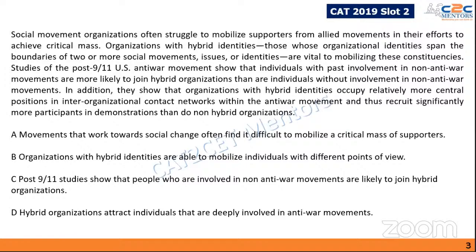Now, if I look at my summary, I'm gonna check this part out here. What's happening in this part is something that I am quite concerned about. Okay, let's look at A, B, C, D for Delta. Movements that work towards social change often find it difficult to mobilize a critical mass of supporters. Fair enough. Organizations with hybrid identities are able to mobilize individuals with different points of view.